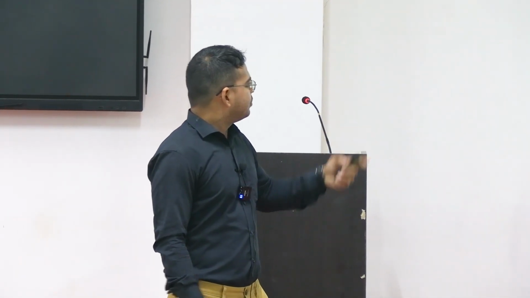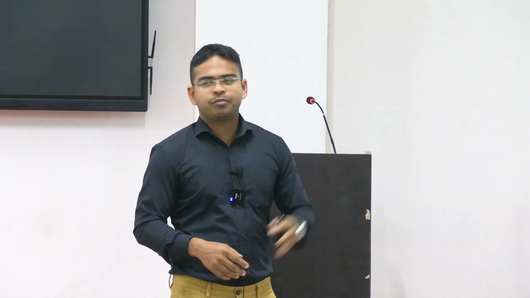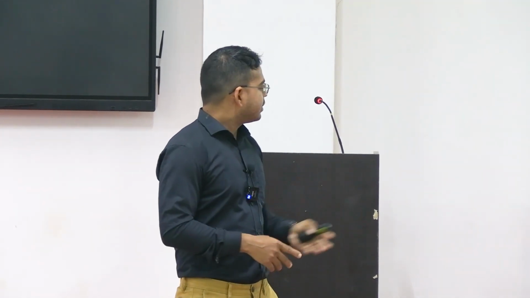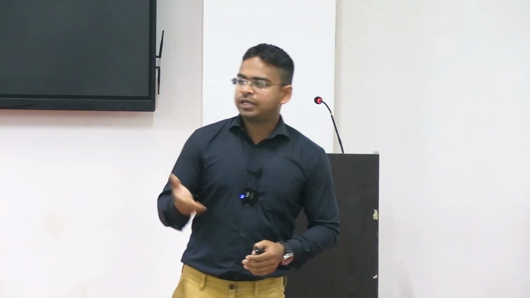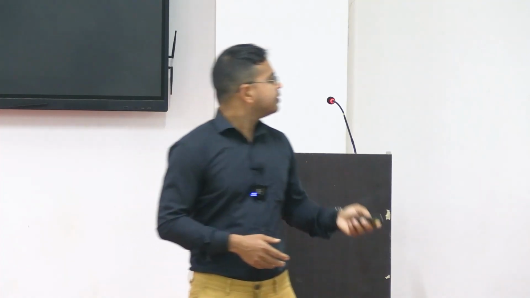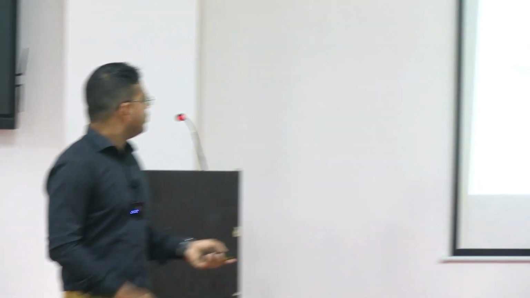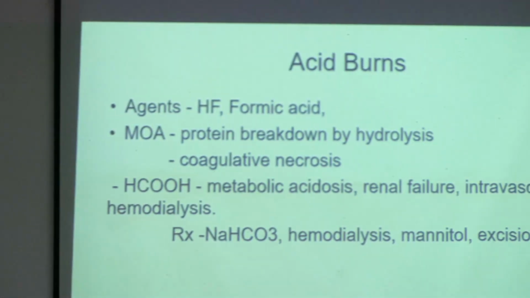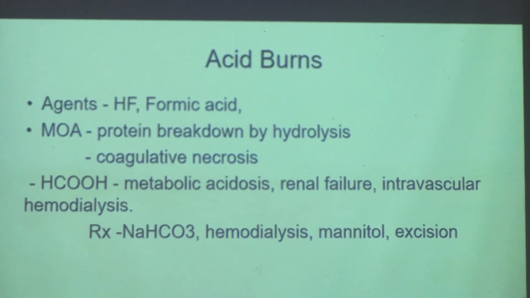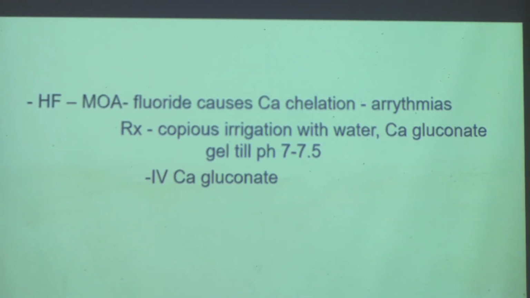So treatment is you wash it with a lot of water till the pH of the skin becomes 7 to 7.5. After that, whatever dead tissues are there, you can do tangential excision. Then later on, skin grafting you can do. So acid burns, I have told you. It's not needed too much.